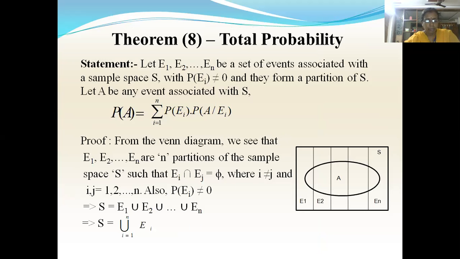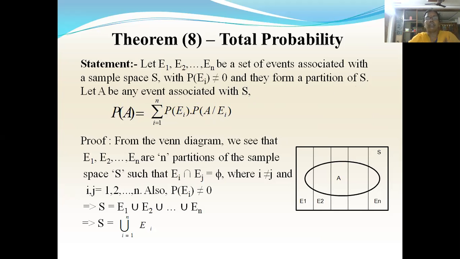Now next, one of the important theorems is total probability, which we will be using in Bayes theorem. So before proving Bayes theorem, you should know what total probability is. So this is the statement of total probability. Let E1, E2 up to En be a set of events associated with a sample space S with P of E_i not equal to 0. That means it is a positive probability, which is obvious. It is positive and not equal to 0, and they form a partition of S, that is the sample space. Let A be any event associated with S, then P of A is the summation of P of E_i into P of A given E_i. That is total probability.